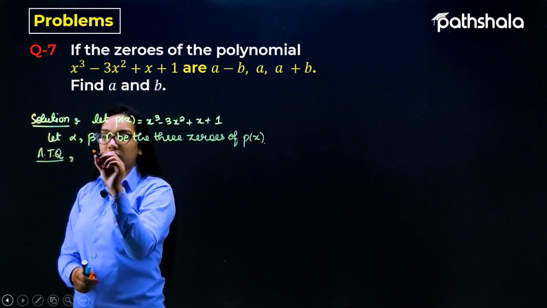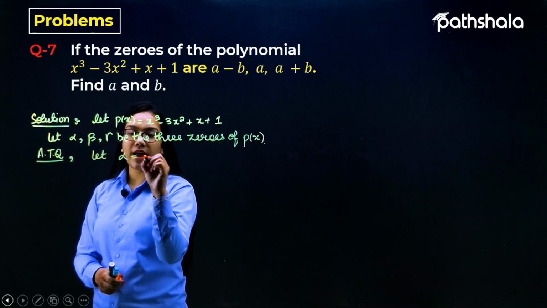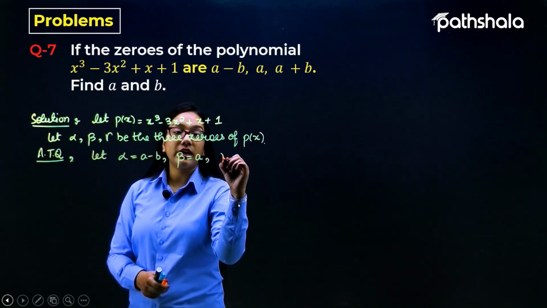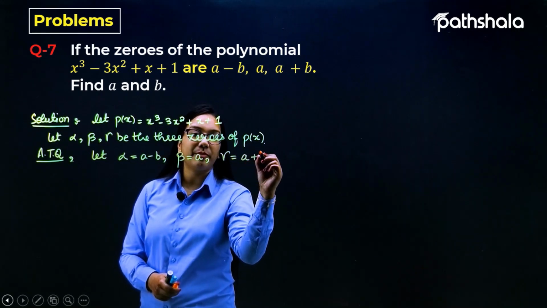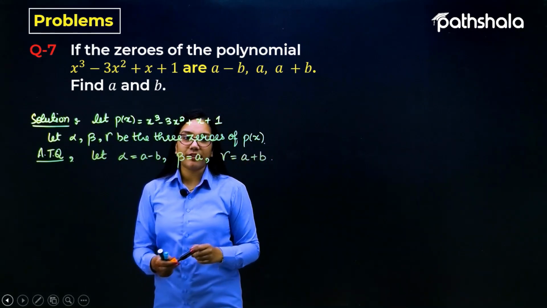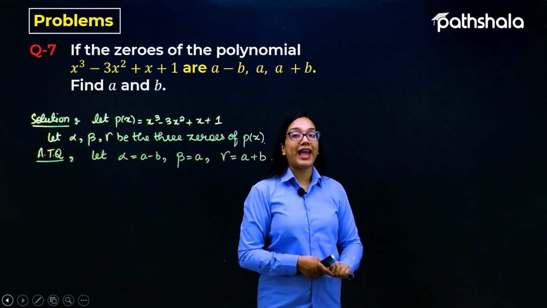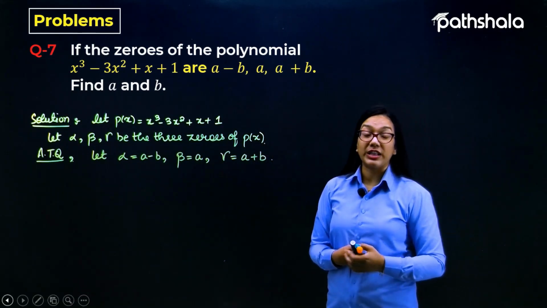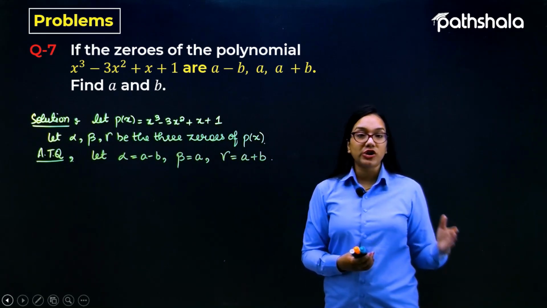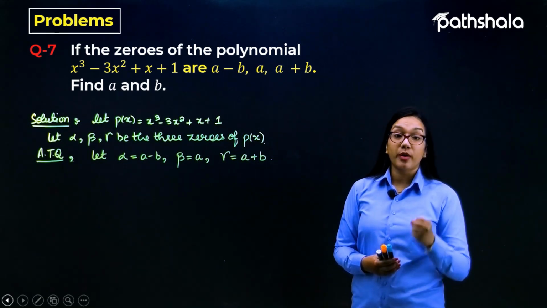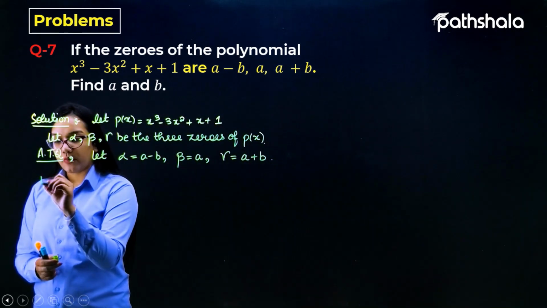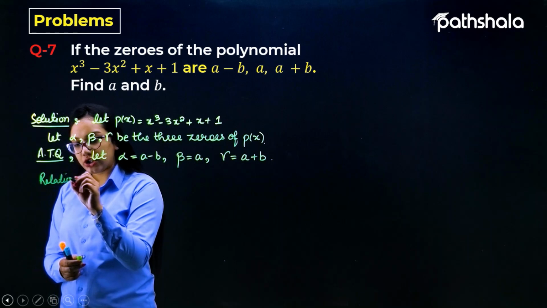So according to the question, I am taking alpha as a minus b, beta as a and gamma as a plus b. I hope you all remember the relationship between the zeros and the coefficients of a cubic polynomial. So let me write the relationship.